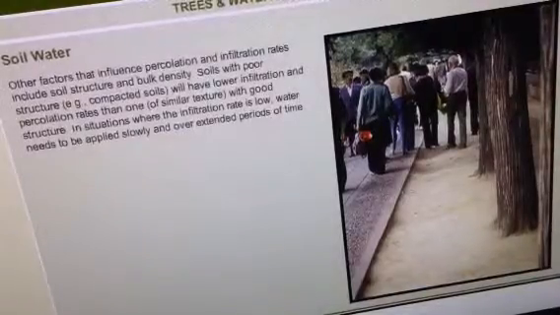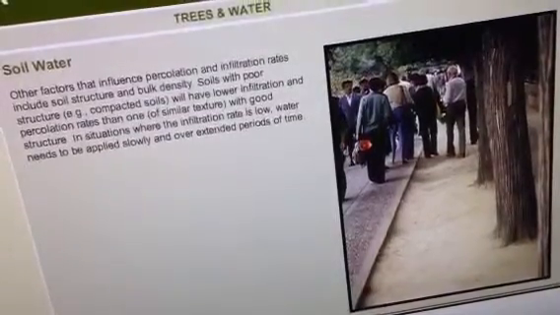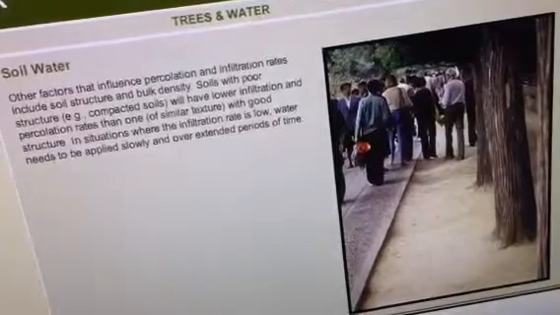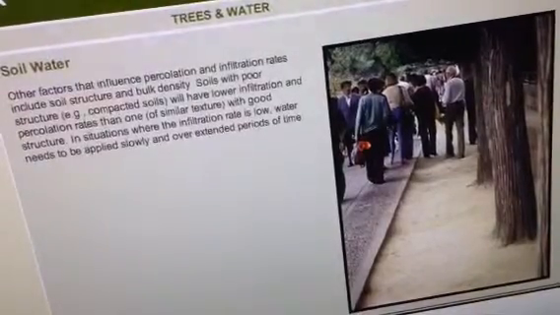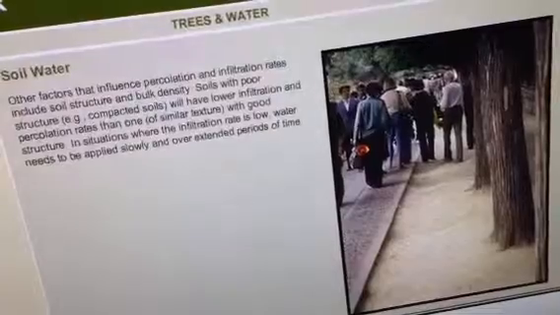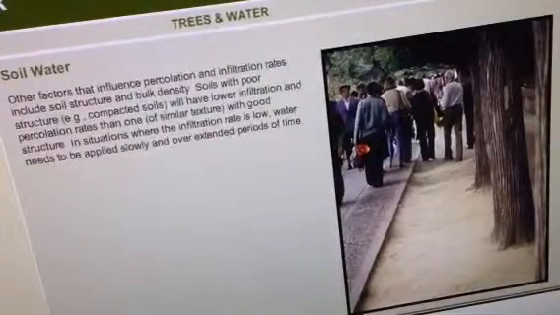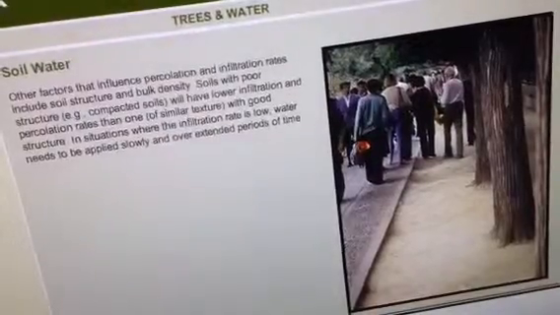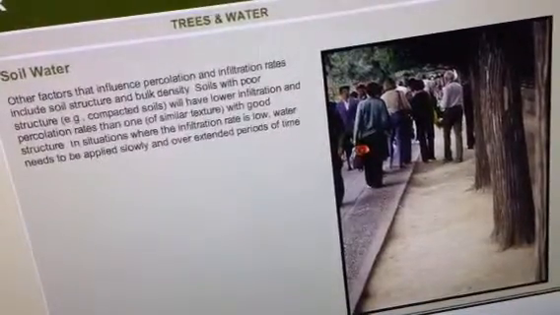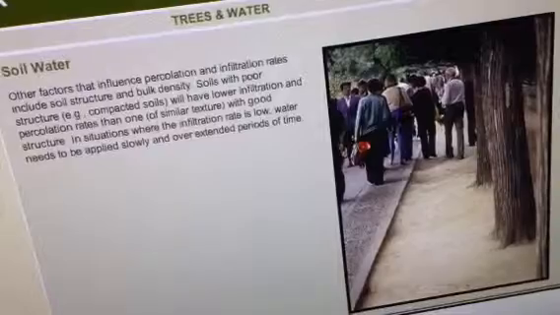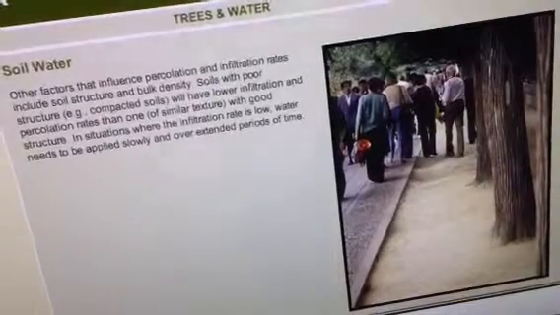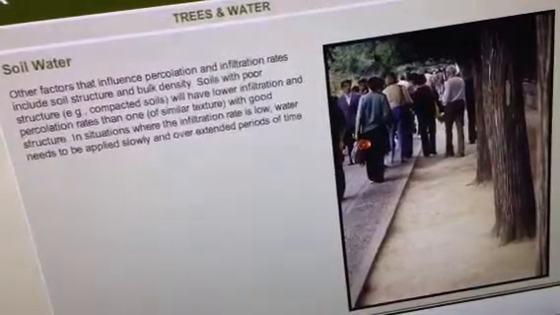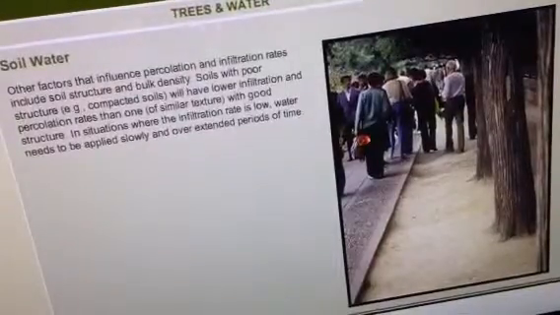Other factors that influence percolation and infiltration rates include soil structure and bulk density. Soils with poor structure, that is, compacted soils, will have lower infiltration and percolation rates than one of similar texture with good structure. In situations where the infiltration rate is low, water needs to be applied slowly and over extended periods of time.